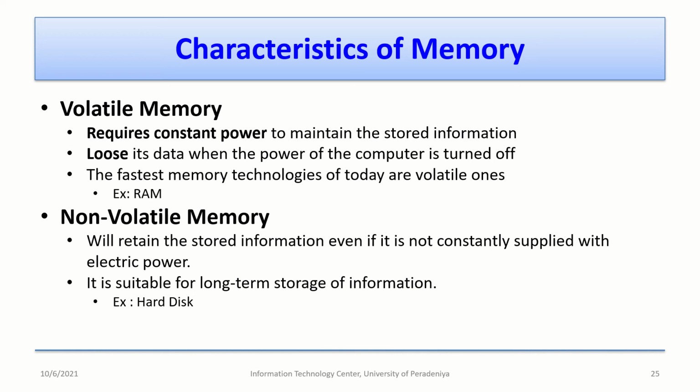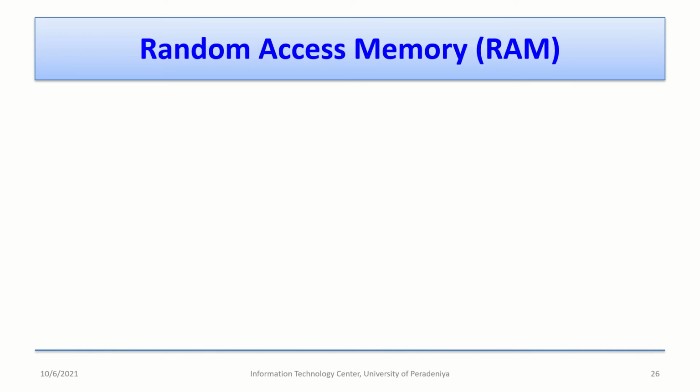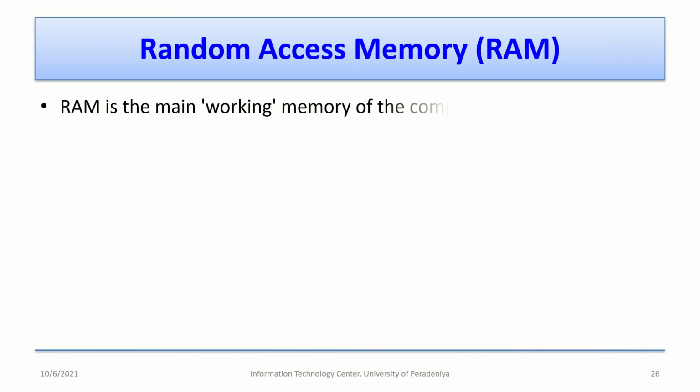Okay, those are the two main characteristics of memory: volatile memory and non-volatile memory. Okay, and then the next one is random access memory. So what is random access memory or RAM?